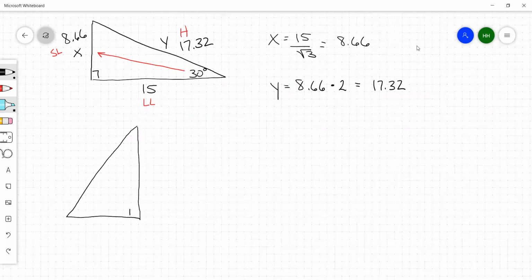Let's take this triangle. Here's our 60-degree angle. Hypotenuse is 10. The long leg is your Y, short leg is your X. So label them. Here's the short leg, here's the long leg. Short leg equals hypotenuse divided by 2. So X equals 10 divided by 2. It's 5.